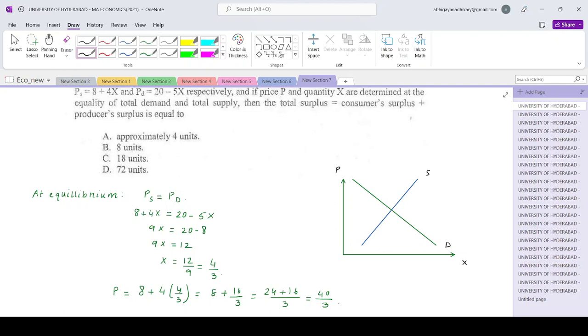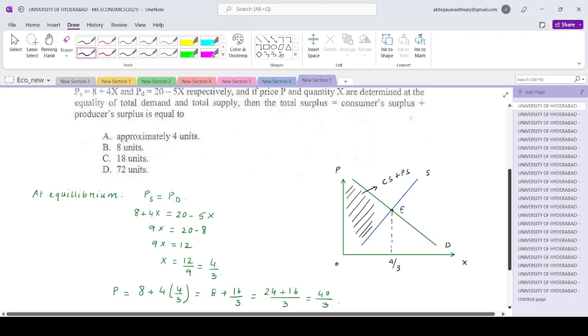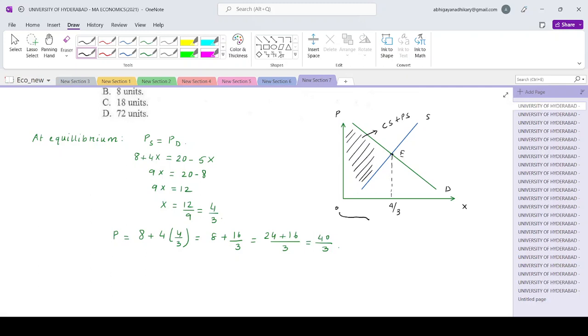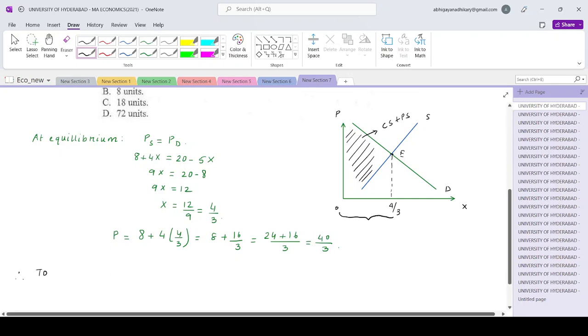So the equilibrium quantity over here comes out to be 4 by 3, right? And what's the measure of the total surplus? It's basically this area, right? So this is basically consumer surplus plus producer surplus. So basically it is the area between the demand and the supply curve in the range 0 to 4 by 3. Therefore, what will be the total surplus?